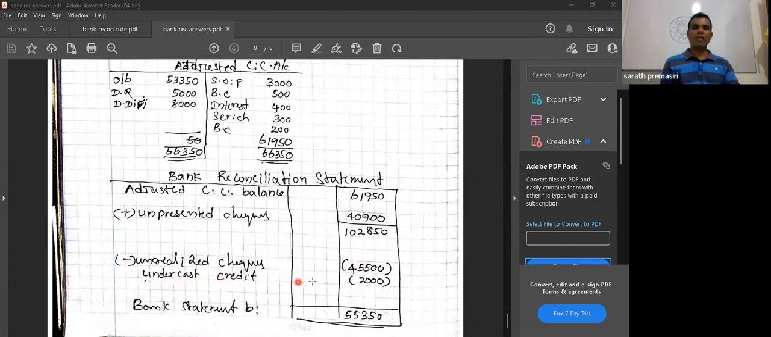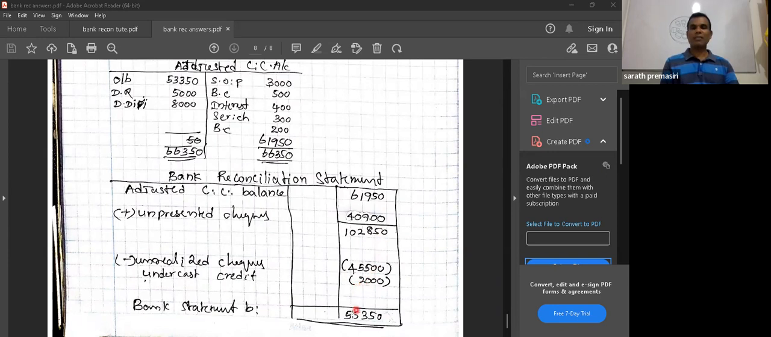Here you see the undercast credit. I have mentioned it as error committed by the bank. 2000 is treated as an error committed by the bank. Due to this error, the bank balance has been undercast. That is why I have added it, so that out of the adjusted bank balance, that amount should be deducted.